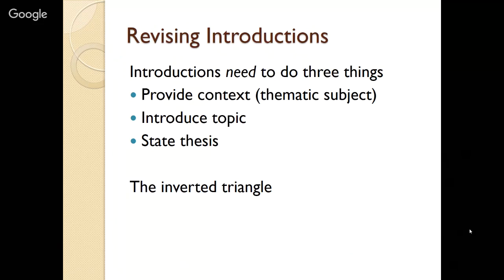So often this gets represented as the inverted triangle, where you go from the broad base of the subject to the narrow point of the thesis. So you go from the subject, which is the background information, to the topic, which is the specific aspect of the subject upon which you're going to focus. And then your thesis is whatever point you want to make about that topic. So if the topic is a question, for example, then your thesis is the answer to that question.